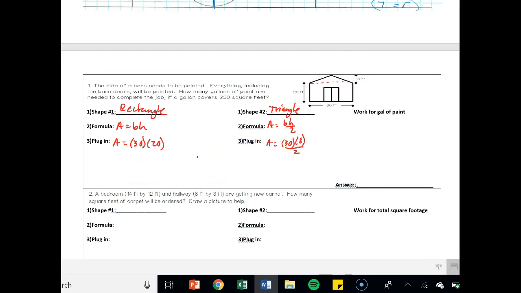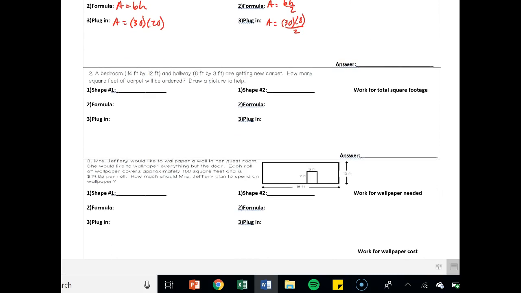You're going to do the math, you're going to add, but in this case, you won't be done because it's asking you for how many gallons of paint are needed to complete a job. The gallon covers 250 square feet. So in all of these problems, you're not just finding areas and adding them together or subtracting, you're actually going to do some more information with that, all right?